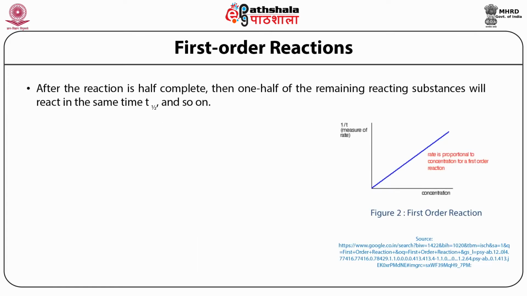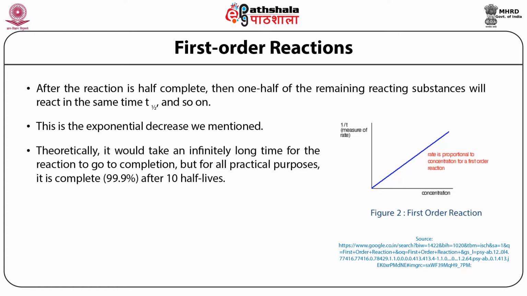After the reaction is half completed, one half of the remaining reacting substance will react in the same time, that is t1/2, and so on. This is the exponential decrease we mentioned. Theoretically, it would take an infinitely long time for the reaction to go to completion, but for all practical purposes, it is 99.9% complete after 10 half-lives.